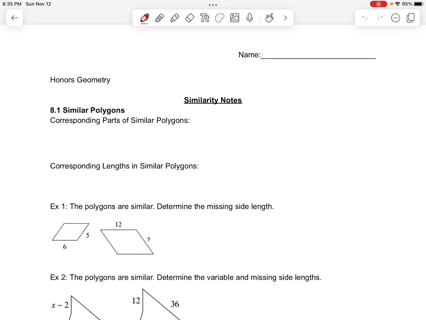We're going to be looking at similar polygons, corresponding parts of similar polygons, and corresponding lengths in similar polygons. Realistically, it's just going to be easier if we look at a picture here. So the thing with the corresponding parts of similar polygons, so we would have triangle ABC is similar to triangle DEF.